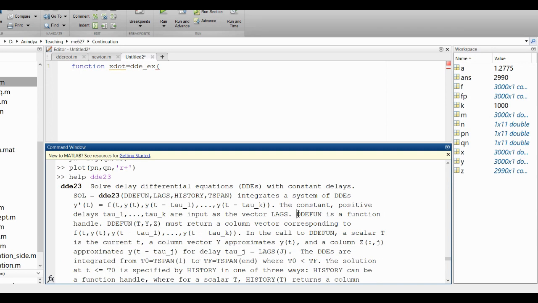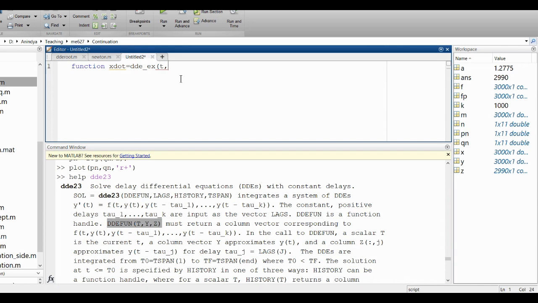DDE fun is a function handle. It will be given t, y, and z is a column vector corresponding to the delays. So over here I will say t, x, z, okay, and then I will say a equals whatever, 1.2 something, some number, and then I will say x dot equals minus a times z, because I have only one delay. This is my differential equation. Okay, so this is DDE example.